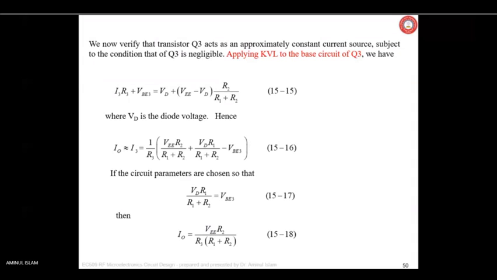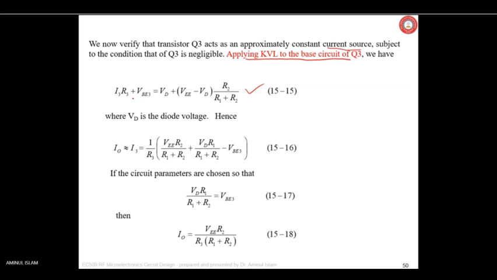It is an amplifier, active device Q3. We have verified that transistor Q3 acts as an approximately constant current source, or current sink also, it doesn't matter, subject to the condition that the output conductance of Q3 is negligible. Applying KVL to the base of Q3, we have this equation.